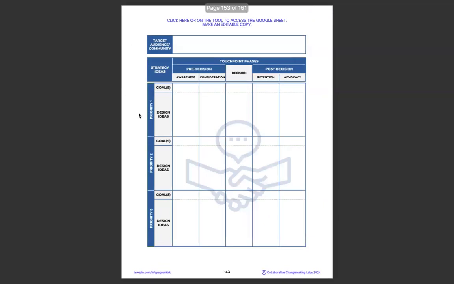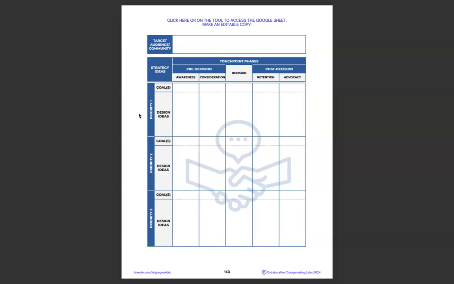With regards to the tool itself, we're starting at the top, the target audience/community. So who is it that you're going to build touch points for? Who is it that you want to be in contact with? Who is it that you want to go through these phases? Then if you'll see on the top left, we have strategy ideas. And if we continue down the left, we have priority 1, priority 2, priority 3. And then within each one of those, if we look at priority 1, to the right of that we have goals and then we have design ideas.